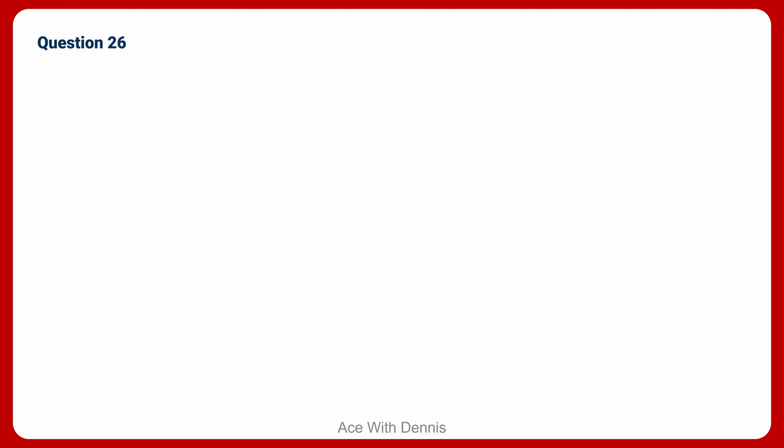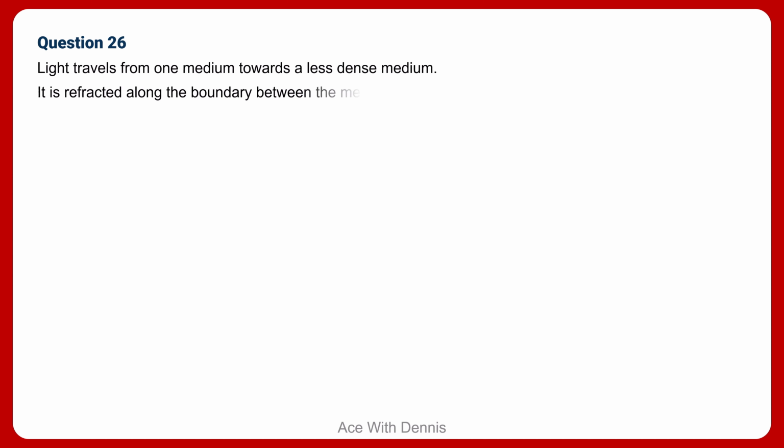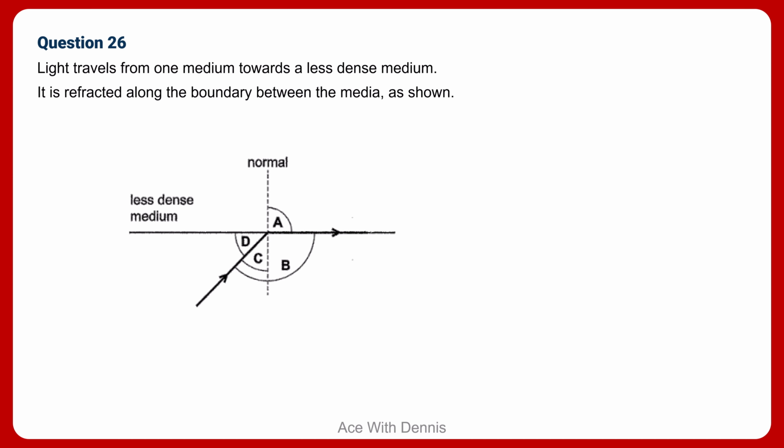Question 26. Light travels from one medium towards a less dense medium. It is refracted along the boundary between the media as shown. Which angle is the critical angle?